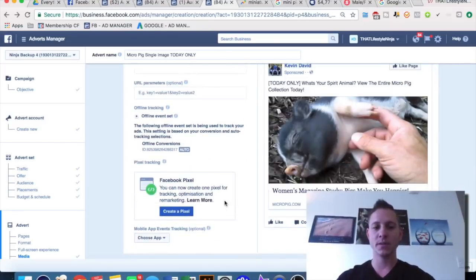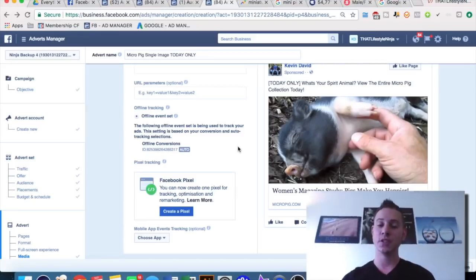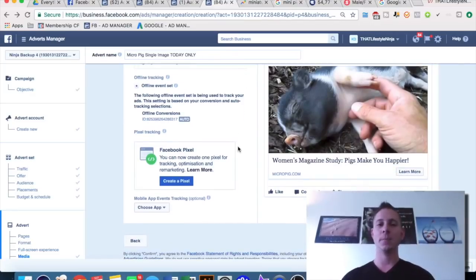And once we set up our pixel, right, we could set our pixel. We'd insert that pixel onto our website, right, on all of our different pages, on the view content, on the add to cart page, on our thank you page. And once we did that, you know, we'd be good to go. We'd confirm this, and that would be it, guys.